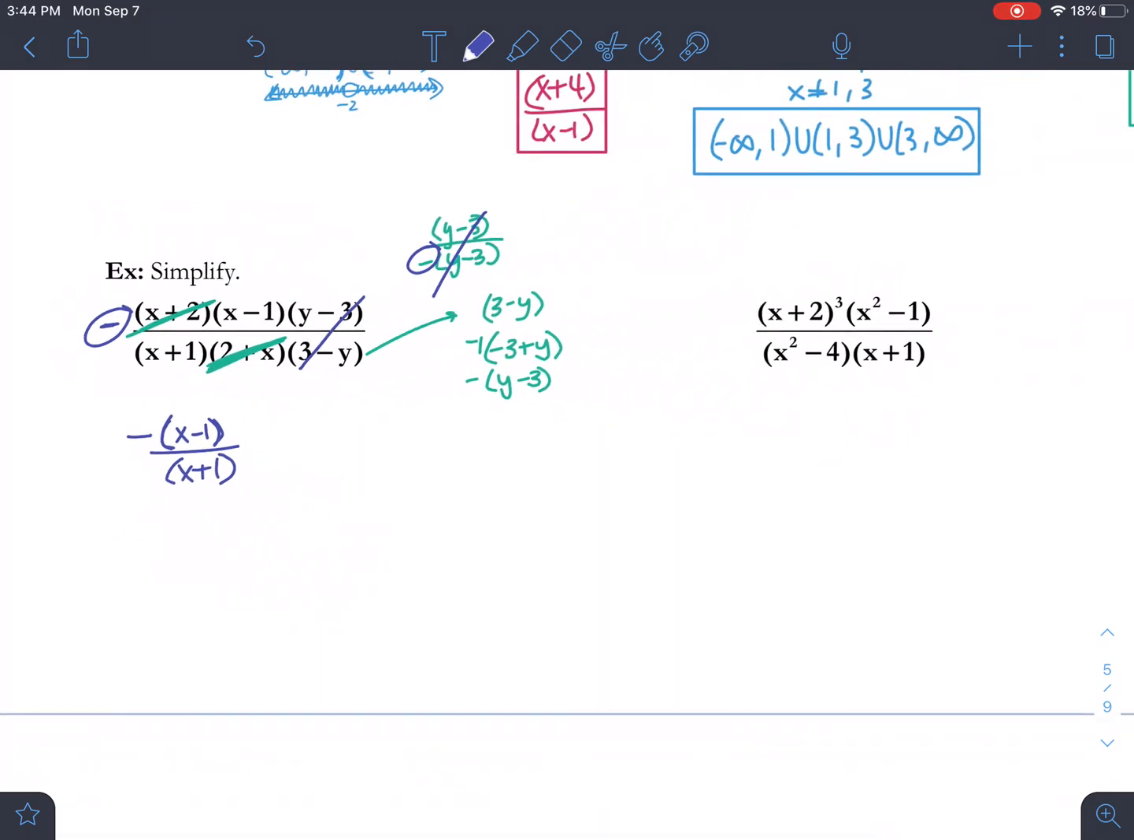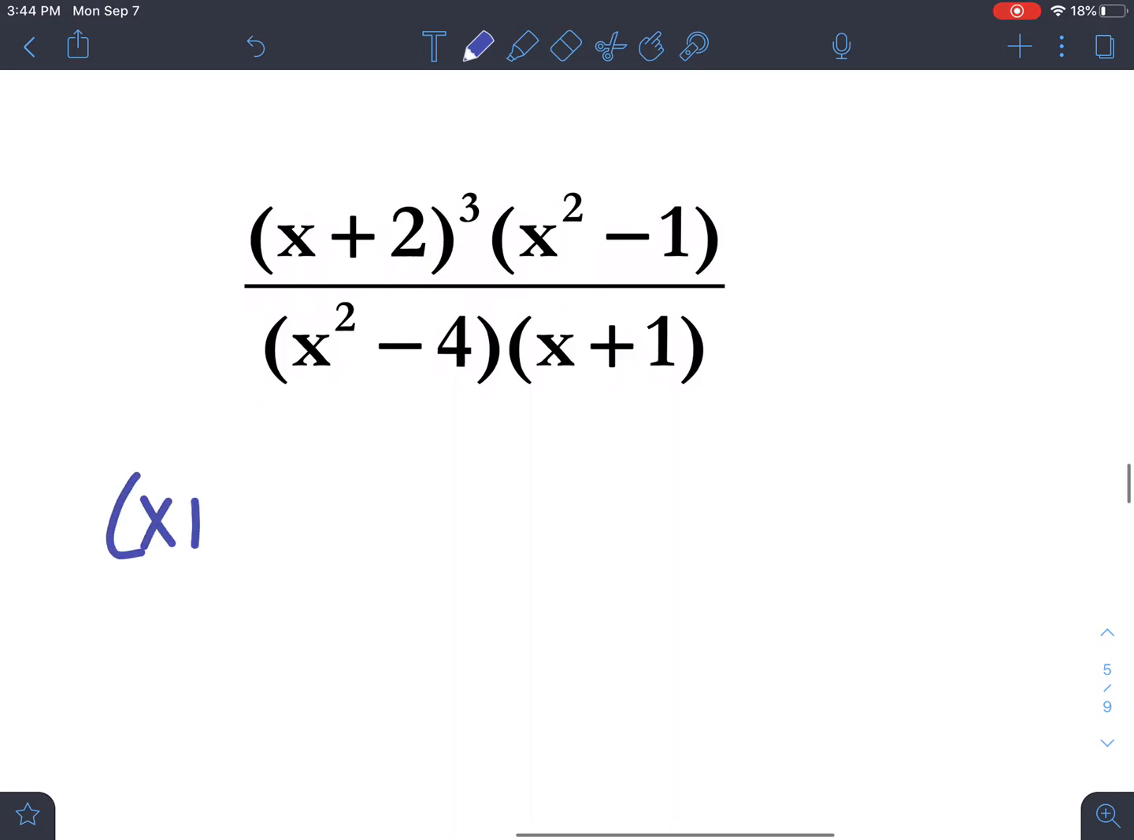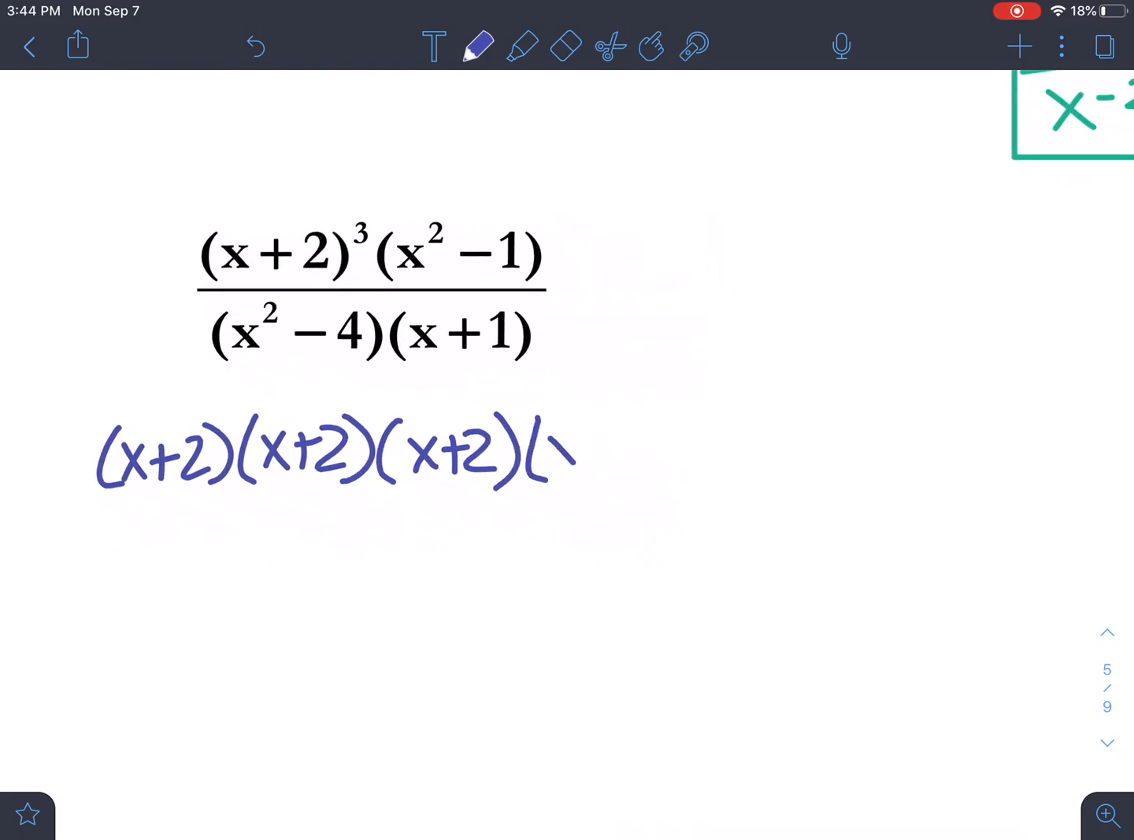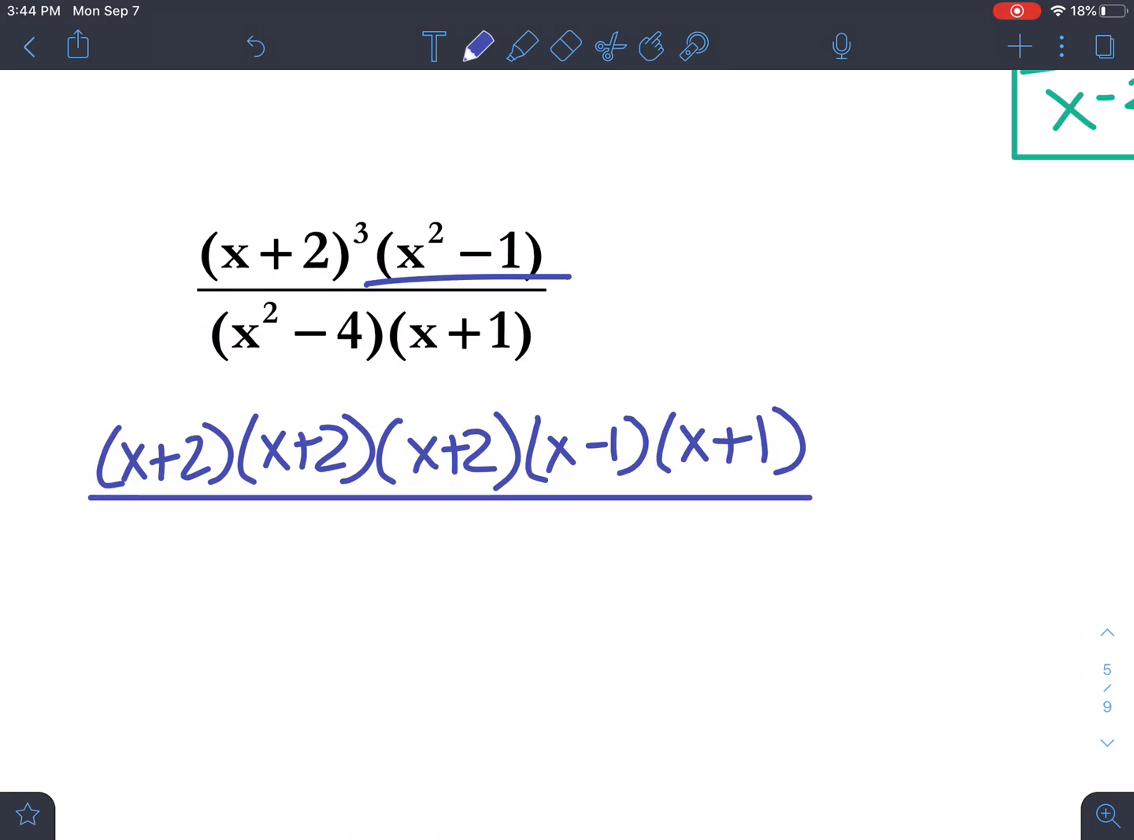Okay, let's take a look at the second one here. Again, factored for us, pretty much. We're gonna finish it up here. 3x plus 2's. I've got x minus 1, x plus 1, coming from my x squared minus 1, difference of squares. X squared minus 4, that's x minus 2, x plus 2. And finally, I have an x plus 1.